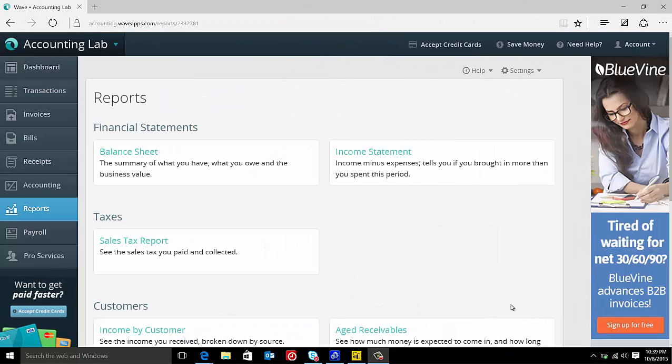Now that we've looked at the income statement, I want to take a look at the balance sheet, which is the other main financial report that you'll use in Wave accounting. So you can find that right here next to the income statement.